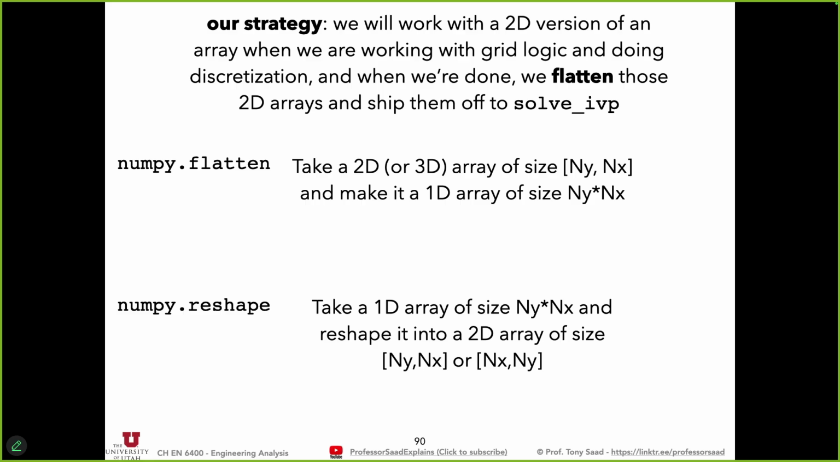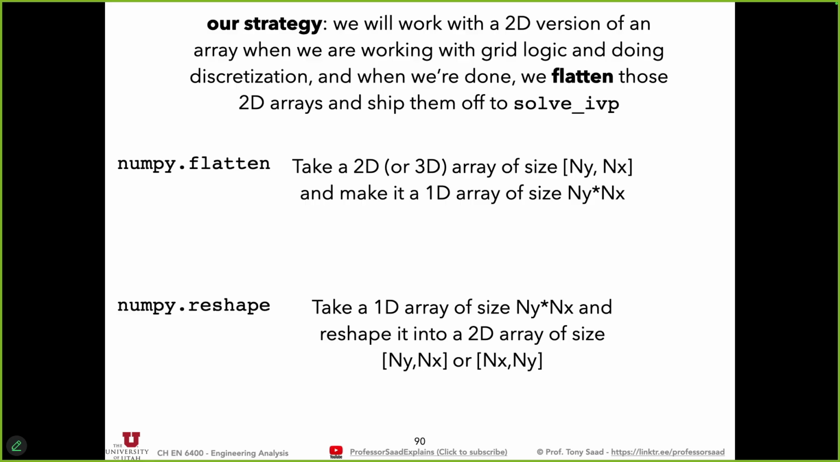NumPy flatten takes a 2D or a 3D array. So a 2D array of size ny by nx, because our 2D arrays are going to be ny by nx, right? And it will convert it into a 1D array of size ny times nx, because it needs to preserve the total number of entries. It just flattens it into a 1D array. Here the order doesn't matter, because everything is flattened consistently.